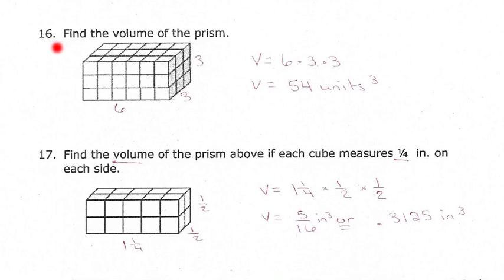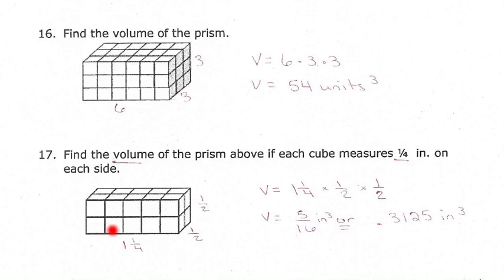For problem 16, find the volume of the prism. You have to count the sides. Here's 6 by 3 by 3. The volume is 54 cubic units. Number 17, find the volume of the prism above if each cube measures 1/4 inch on each side.